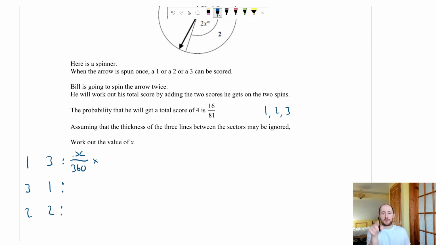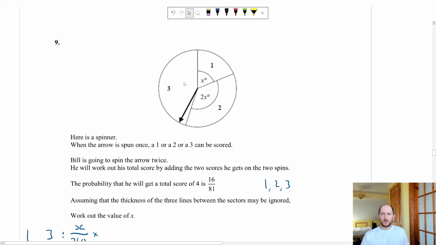So it's 1 and a 3, so we need to put the times. Well, what's the probability of getting a 3? Well, we don't know the angle on a 3. But if we know that the angles all add up to 360, we have x plus 2x plus this amount, whatever that amount is, equals 360. So that amount there for the number 3 is going to be 360 minus 3x.